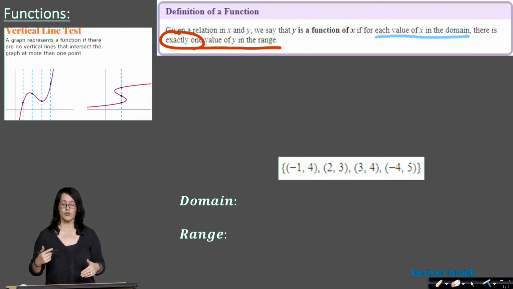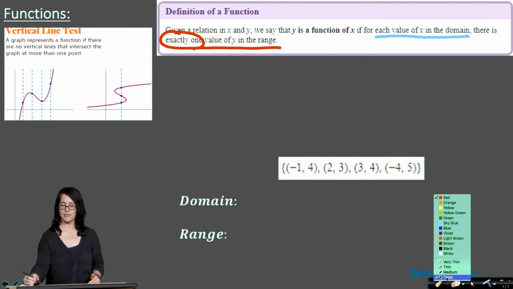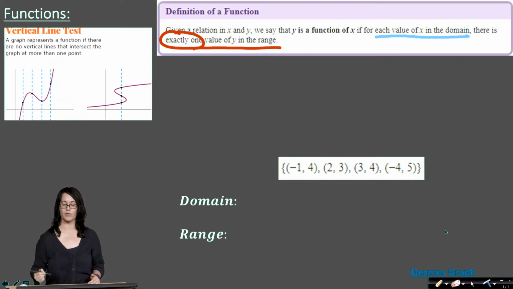So if we take a look at what we have below with this example, we see another set of points. For the first point, we have (-1, 4). For the second point, (2, 3). The third point, (3, 4). And the fourth point, (-4, 5). Well, if I were to list the domain here, like we did in the last slide, I would begin by noticing the smallest x value for our input is -4, followed by -1.